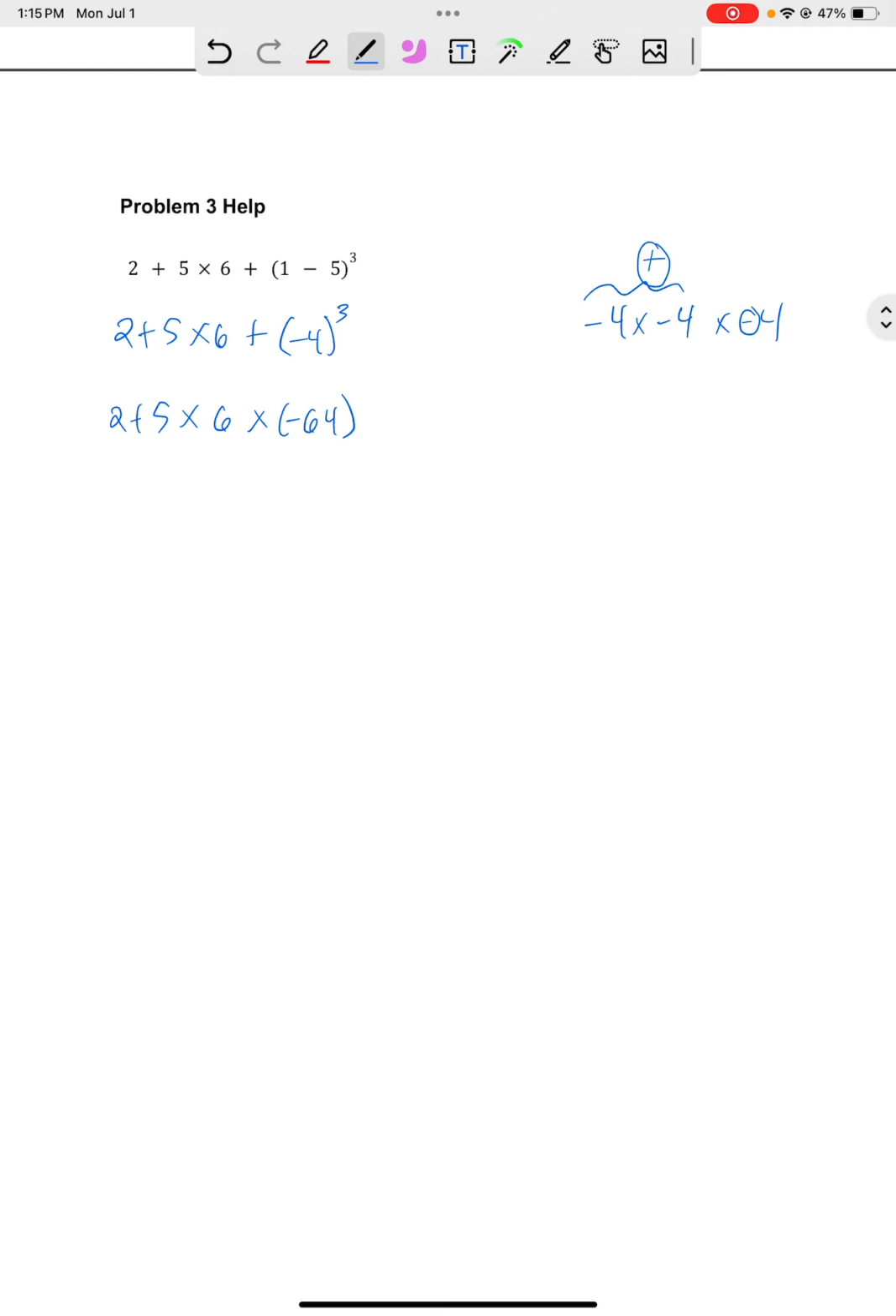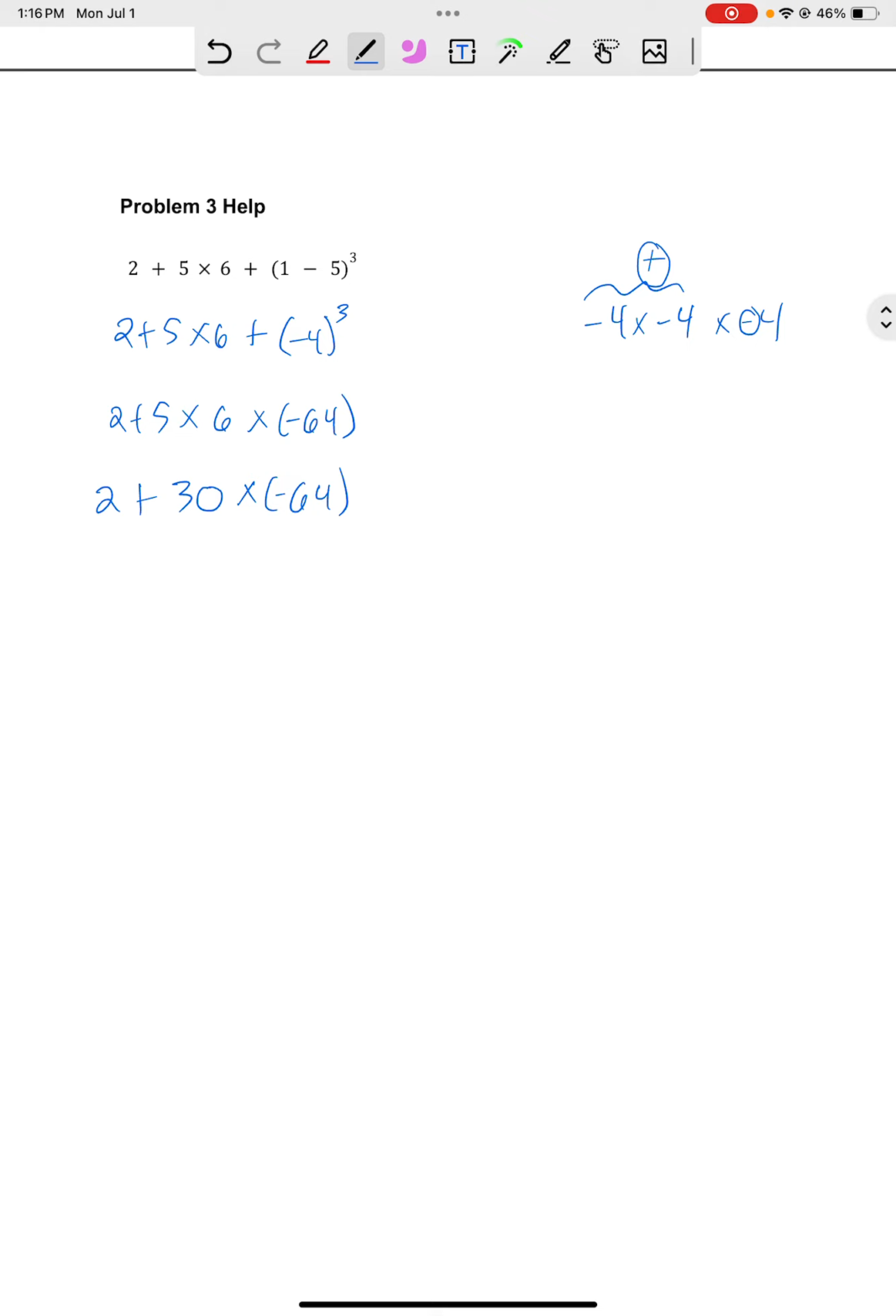And so now I'm doing my multiplication. So I have 2 plus, and you can just do it left to right. So what is 5 times 6? It's 30. So I'm doing 30 times negative 64. All right, now I'm doing 30 times negative 64. How do I do that?